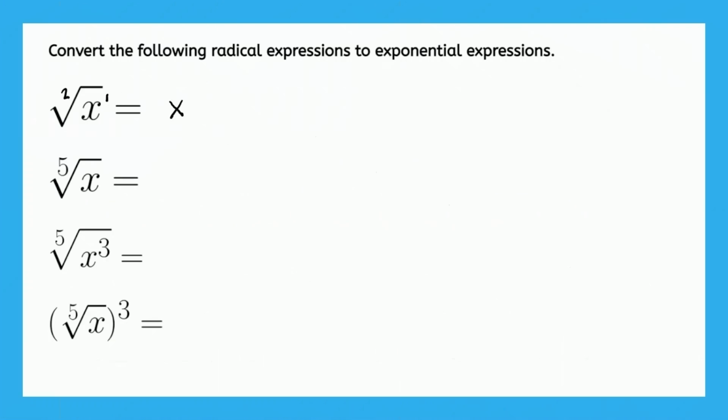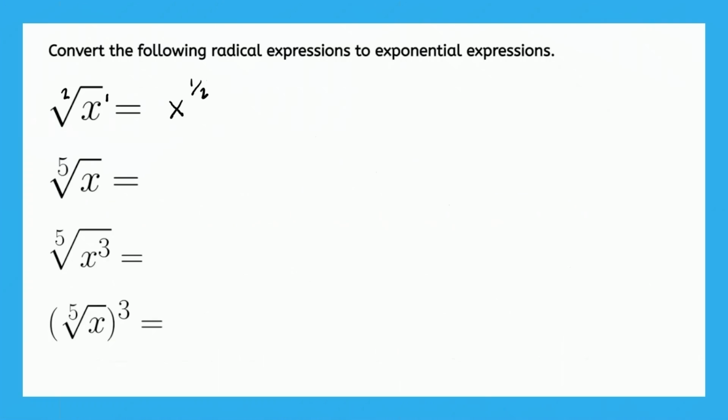Well, it's going to be x to the power of some fraction. But how do we know what that fraction is? The numerator of the fraction will be the number that is the exponent on the term inside the square root, and the 2 will be the denominator. So the square root of x is x to the power of 1/2. The 1 went into the numerator and the 2 went into the denominator.